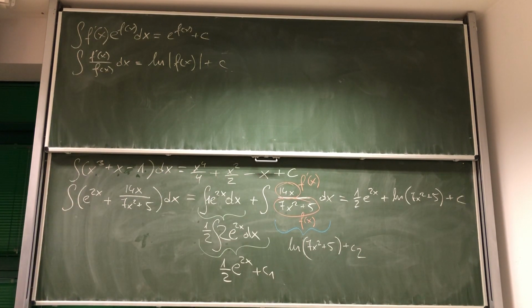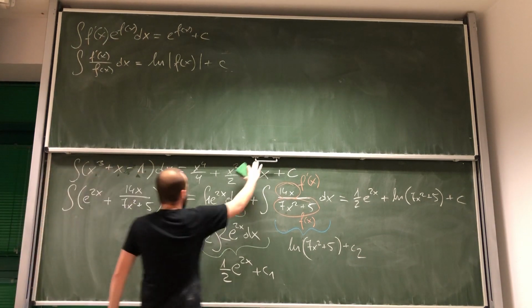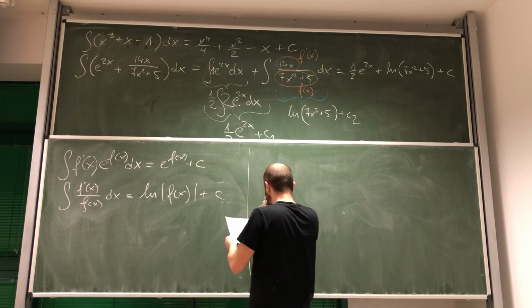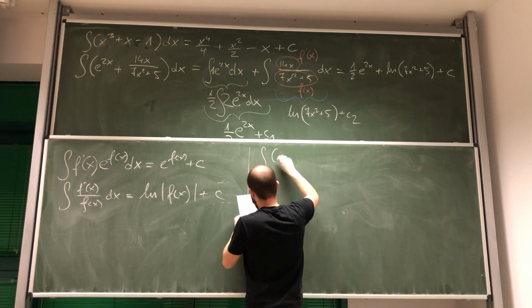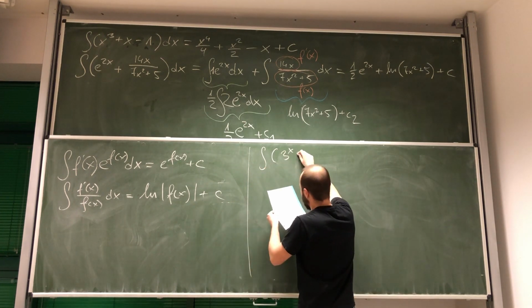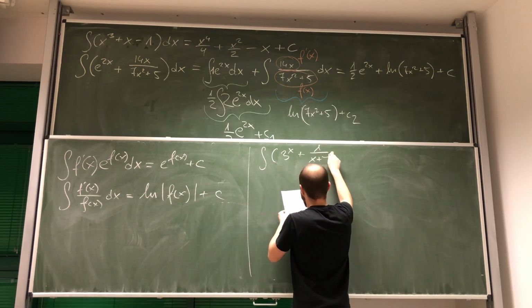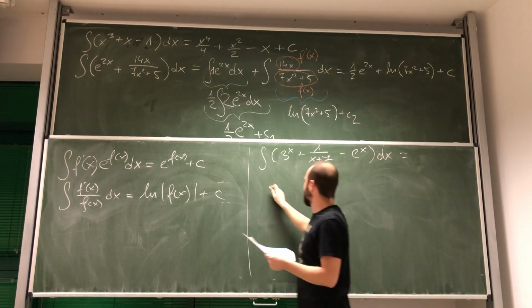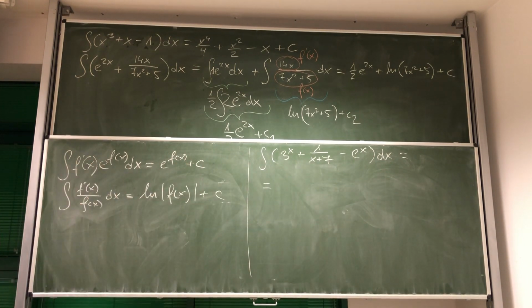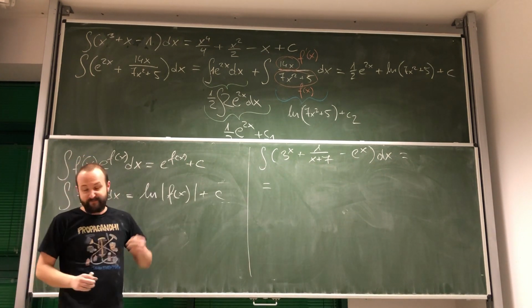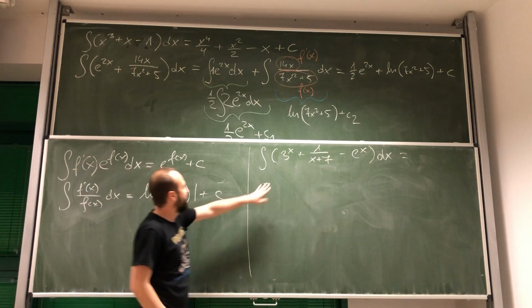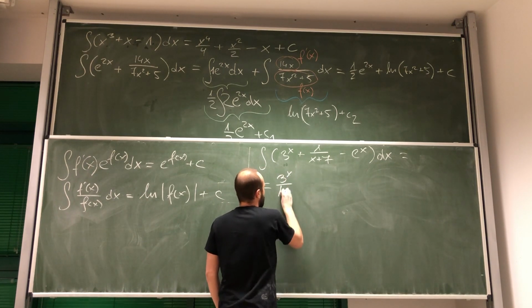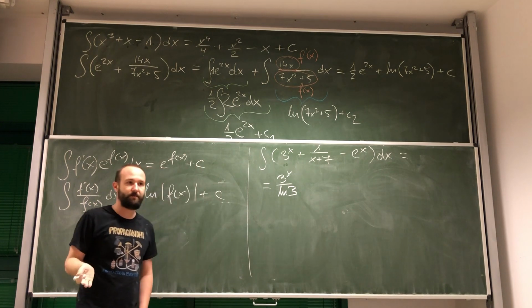Okay, let's try just one more thing. So now let's just say that we want to integrate 3 to the power of x plus 1 over x plus 7 minus e to the power of x dx. Okay, look, again, not a very complicated thing to do once we know how to use the rules we've discussed. So out of this, we're going to get 3 to the x over ln 3, right?